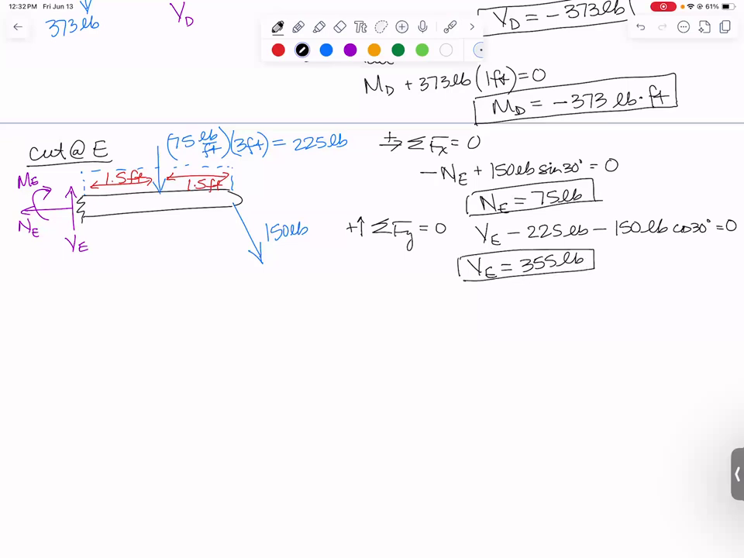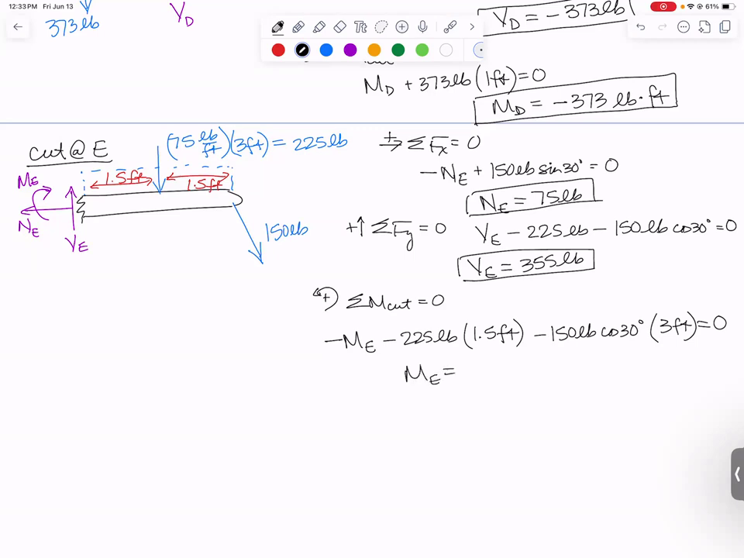And finally, we need to sum moments. Like I told you, I like to sum moments about the cut. Doing that, I guess counterclockwise positive, but my internal moment, ME, is actually clockwise. So it's got to go on my equation as minus ME. Also clockwise would be that 225 pounds from the distributed load, which effectively acts 1.5 feet away from the cut. Finally, I'll have also minus 150 pounds times cosine of 30, and that one acts 3 feet away from the cut. All adds up to 0, so ME is going to be negative again. It's going to be minus 727 foot pounds.